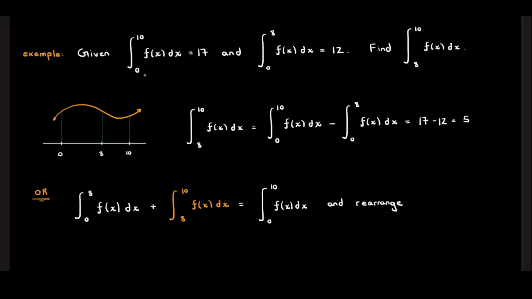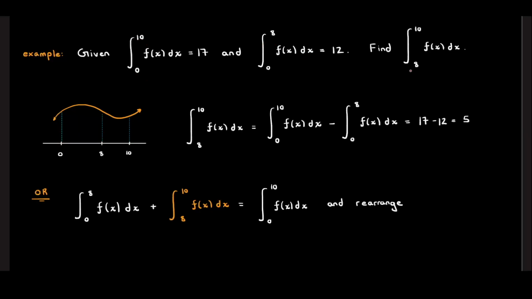For this next problem, we're given the value of the definite integral from 0 to 10 of f of x dx to be 17. We're given the value of the definite integral from 0 to 8 of f of x dx as 12. And they are asking us to find the value of the integral from 8 to 10 of f of x dx. So let's make a quick diagram to reason about these integrals. Let's say that this is y equals f of x, and the numbers that we're interested in here are 0, 10, and 8. So here's 0, here's 8, here's 10.